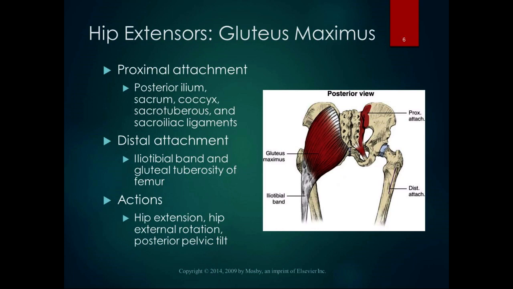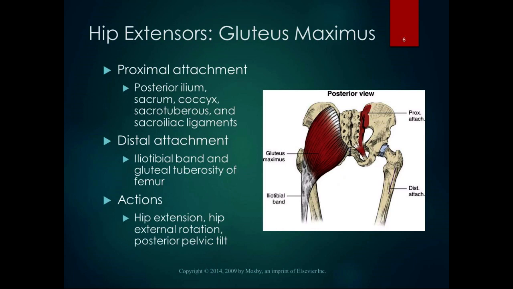So the proximal attachment is all across the posterior ilium, sacrum and coccyx, and the sacrotuberous and sacroiliac ligaments. The distal attachment is the gluteal tuberosity of the femur and the iliotibial band. Because it's posterior to the medial-lateral axis, it does hip extension. It has those oblique fibers, so it can do hip external rotation, and it's one of the players in the posterior pelvic tilt, which we will talk about in the next section.